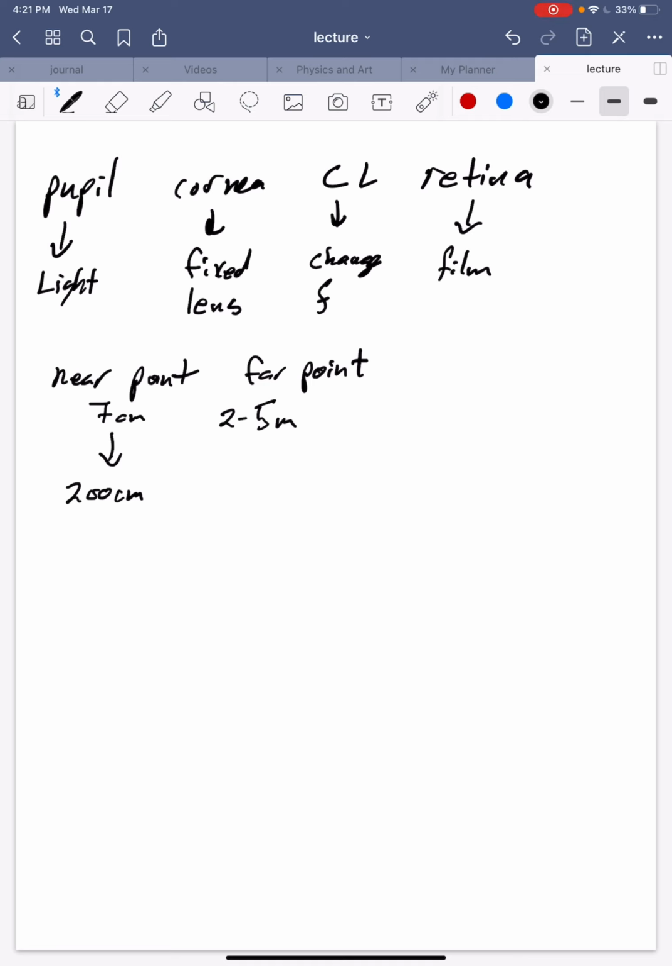So here our image is focused, and that image is transmitted to electrical pulses, which our brain then reads. And it actually is an inverted image that our brain flips right side up.